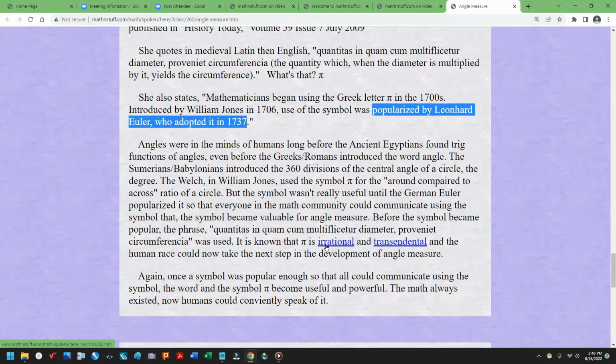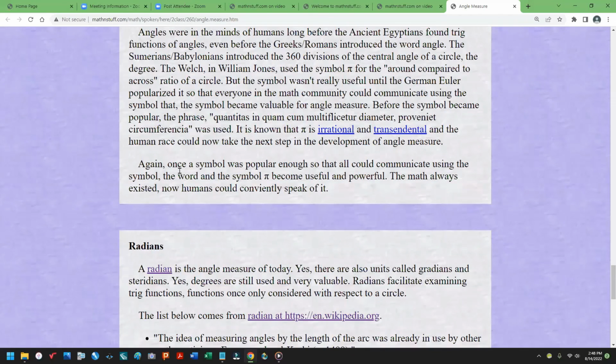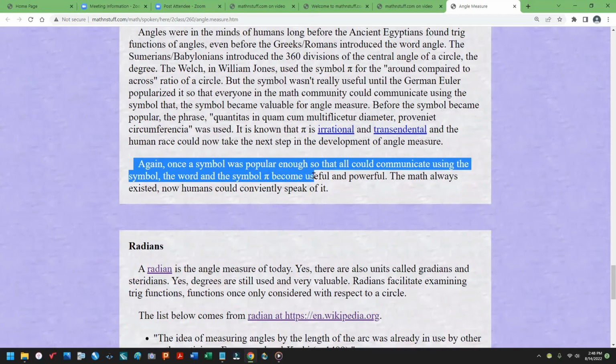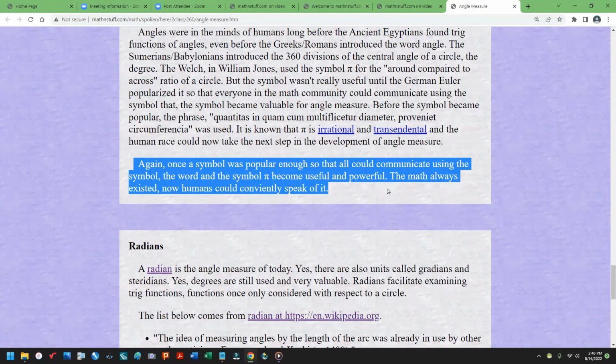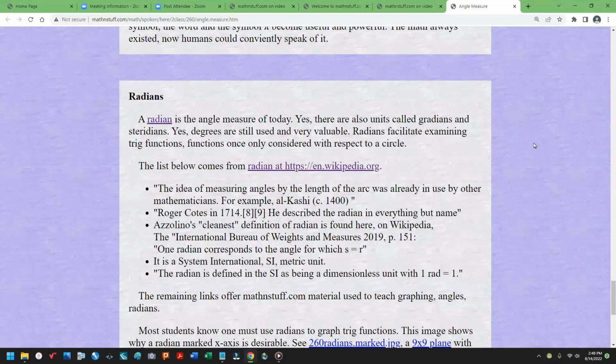Pi is known to be irrational and transcendental. If you don't know what those are, you can look it up in the dictionary, the one that's included on the website. Once again, once a symbol was popular enough so that all could communicate the symbol, the words and the symbol became useful and powerful. The math always existed. Now humans could conveniently speak of it. That's not where angle measure ended. Radian is the angle measure of today.